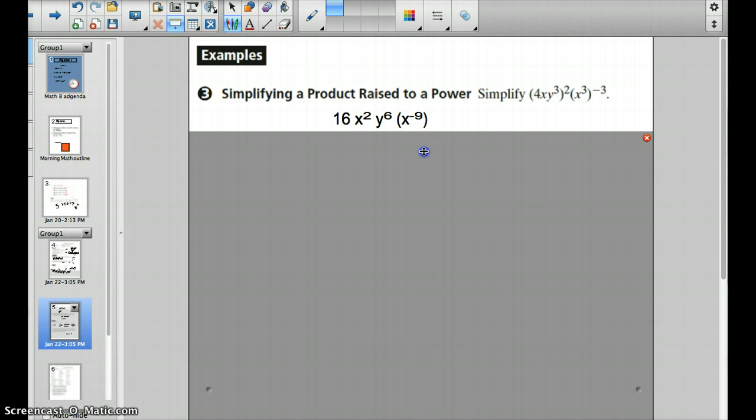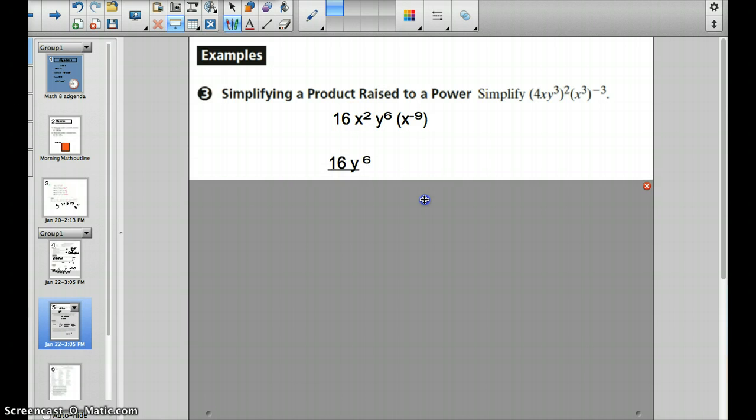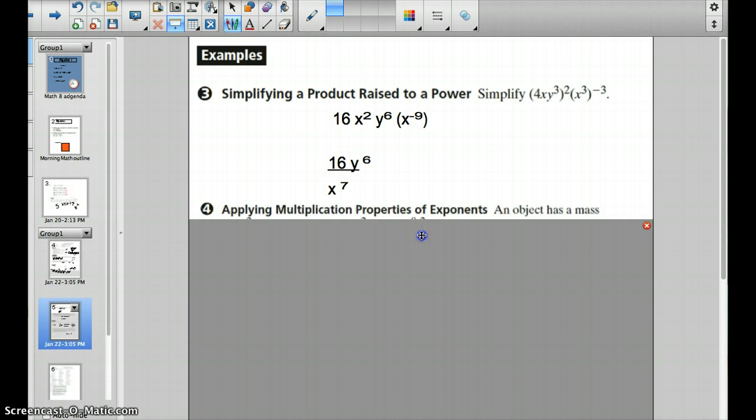Now again, with our negative exponent, we could combine these first. Okay, we can combine those first, and that then should give us x to the negative 7th, and then bringing that down, we get 16 y to the 6th over x to the 7th.